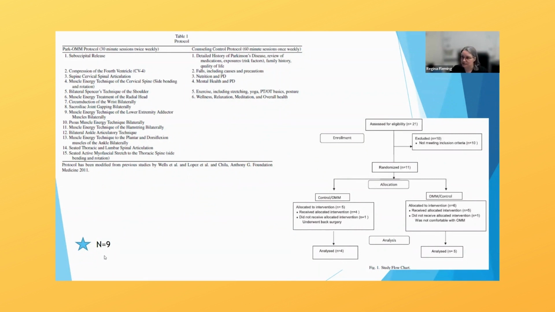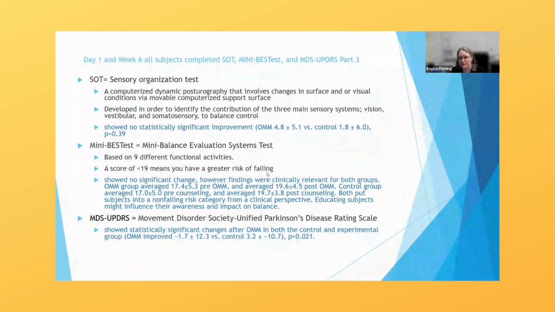The sample size, as you can see here, is rather low, and I'm going to point out the sample size for each study as we go through. Their final sample size was only 9 subjects here. They had basically 3 tests that they were using to evaluate, and these tests were done on day 1 and then week 6 of all subjects. The sensory organization test did not show any statistically significant improvement. Their mini balance evaluation systems test did not show anything significant as well. Once again, sample size was 9 here.